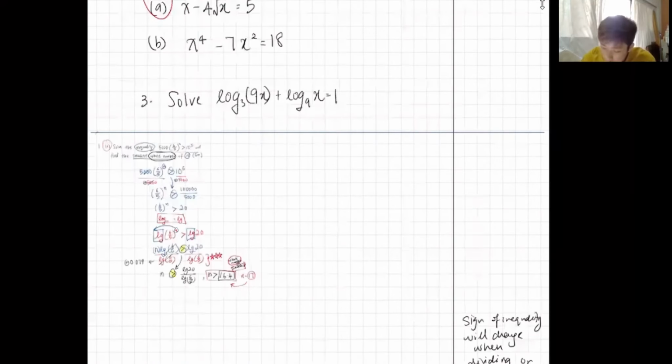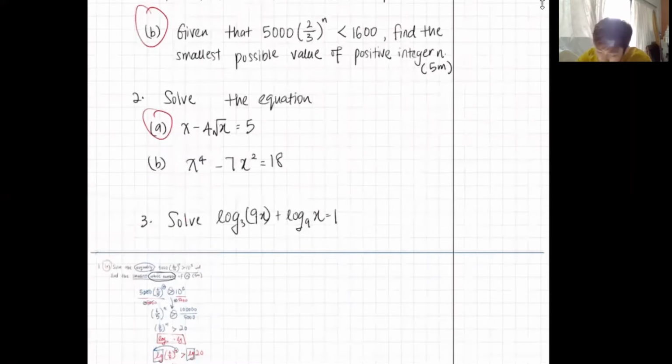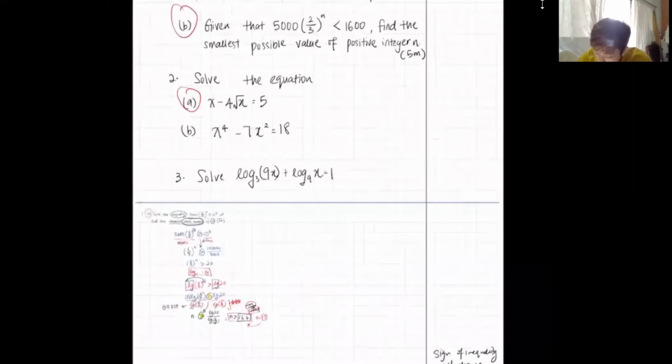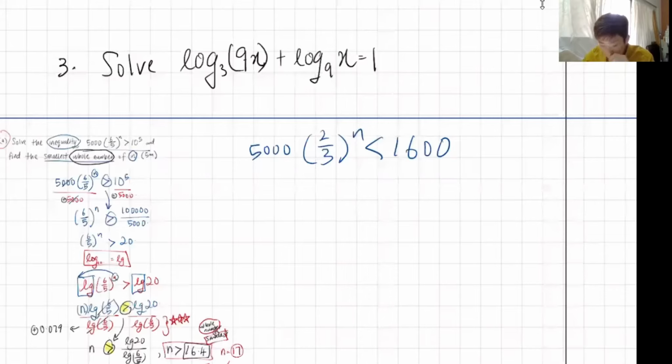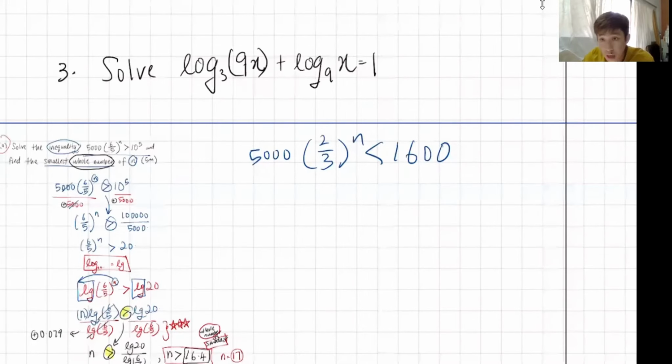1B is, okay, given that, I don't want to copy the question already. Given that, now it's 5,000 times 2 over 3 to the power of n is lesser than 1,600. Find the smallest possible value of positive integer n. You see, it's the same thing. So we try to solve it, then we see how to set the condition at last.